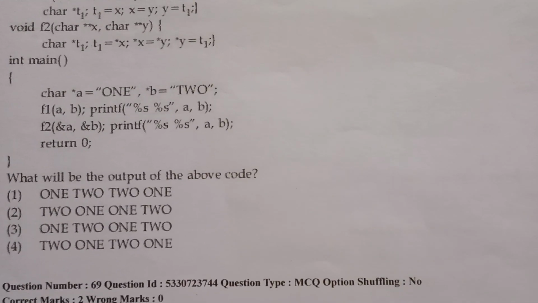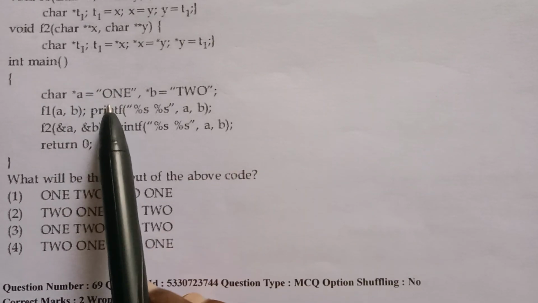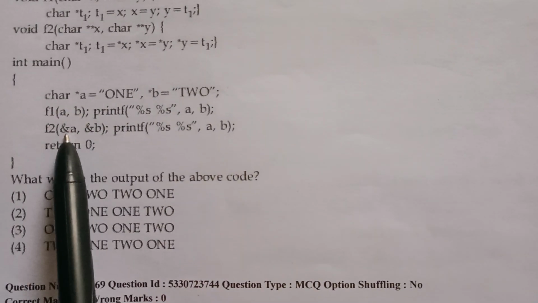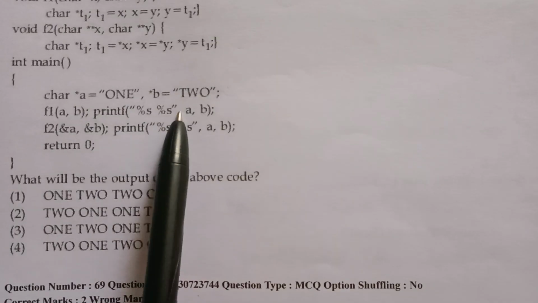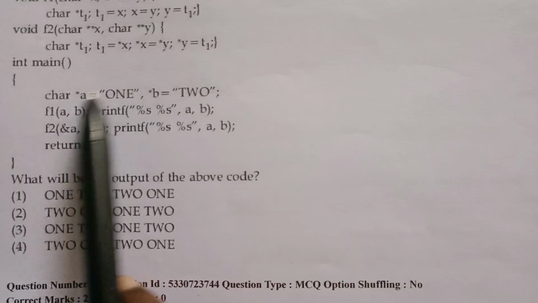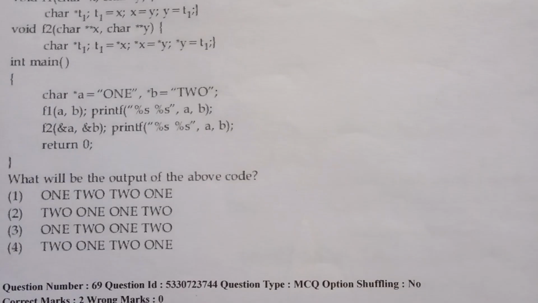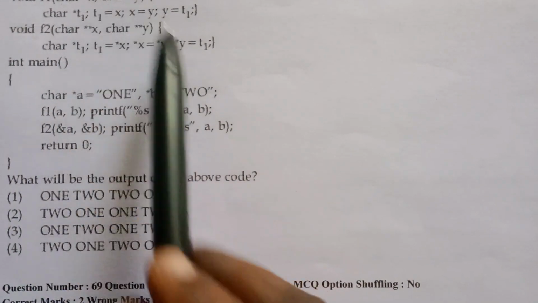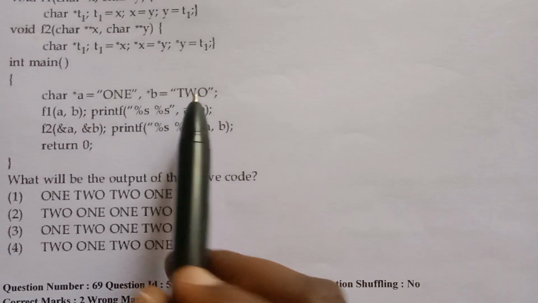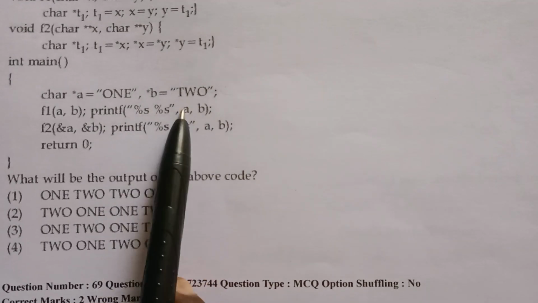So in main, the char star is given as a character pointer, so it points to the first one. So char star a is 1, char star b is 2. So first you print f1 of a, b. So we print a and b. Here you give the exact value, you don't give the address. So when you have the exact value, it goes into this function and then what will be printed? Whether it will be swapped or not, 1, 2. So a value is 1, b value is 2. Whether it will be swapped, what will be the value of a and b?